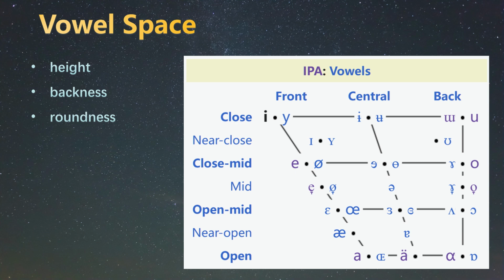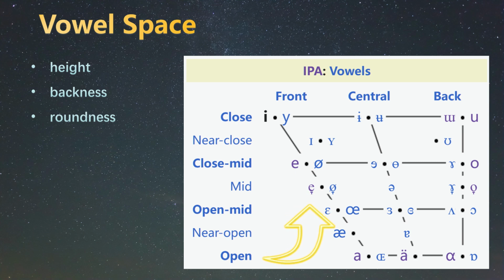Let's first take a look at height. The higher up you go, the closer your mouth becomes. Therefore, you can see that i is positioned at the topmost point. Generally, 4 lines are used to distinguish levels of closure: close, close-mid, open-mid, and open. The horizontal axis represents backness, indicating the front-back position of the tongue, from left to right: front, central, and back.